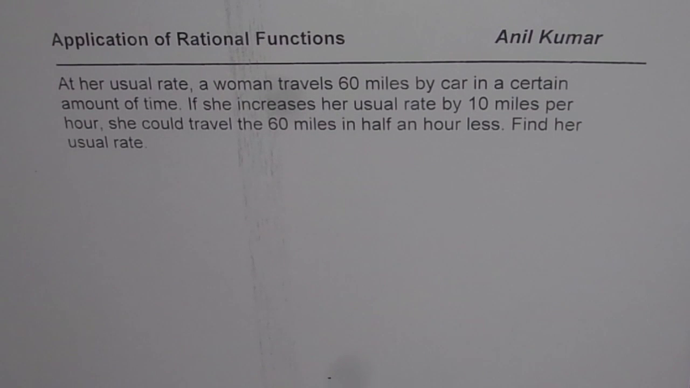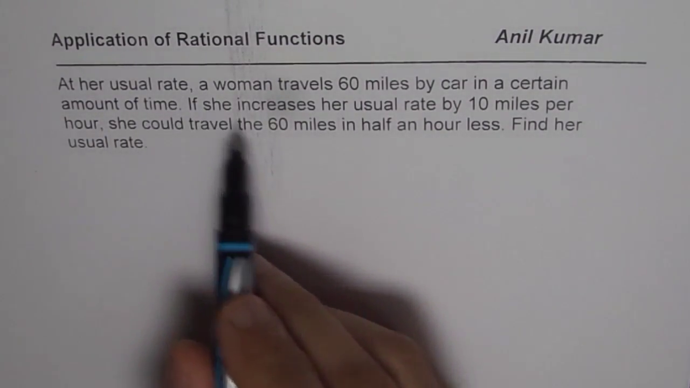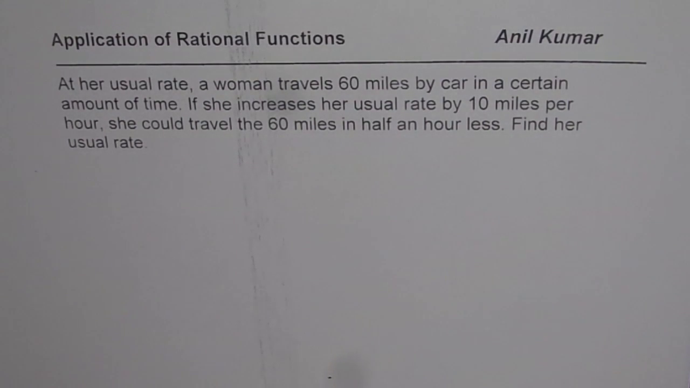Remember, this type of question you could find in my folders on application of rational functions and also under application of quadratic functions. The question here is, at her usual rate, a woman travels 60 miles by car in a certain amount of time. If she increases her usual rate by 10 miles per hour, she could travel the 60 miles in half an hour less.